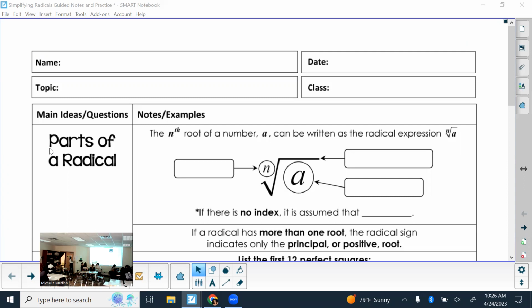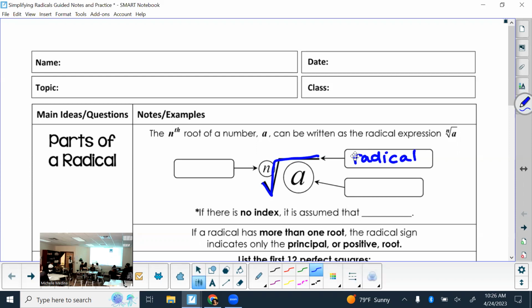So first there's the parts of a radical. When I talk about a radical, I'm talking about this symbol. What is it also called, that symbol? A square root symbol. Now, it's only a square root symbol if it has no little number right here, or if that little number is 2. Usually we don't write the 2 there. If it's not written, it's assumed to be a square root symbol.